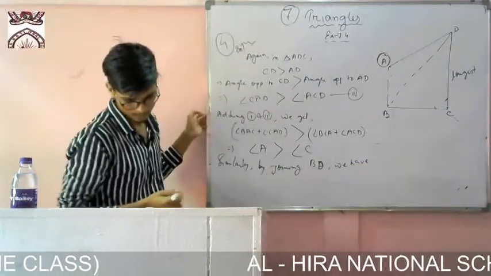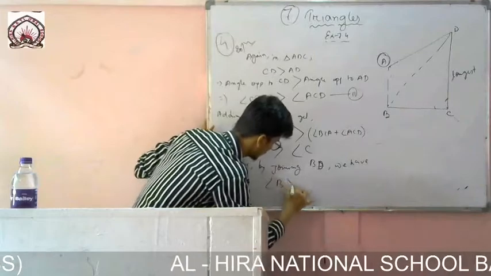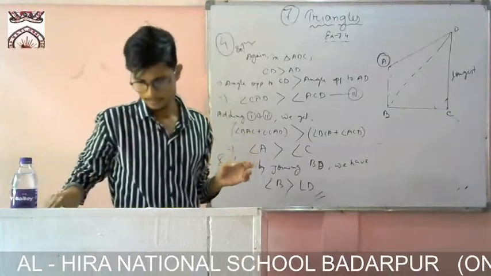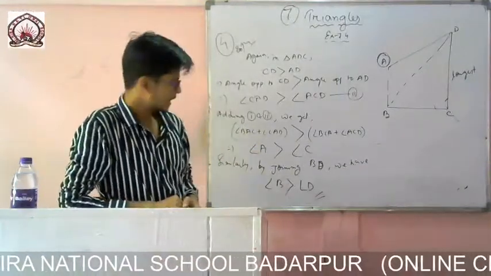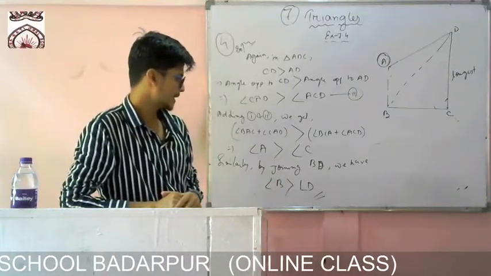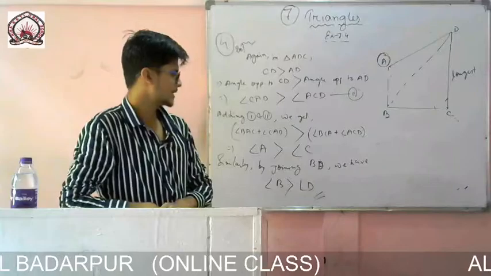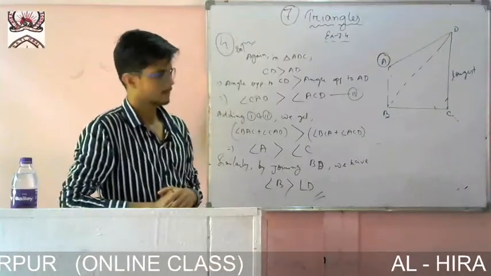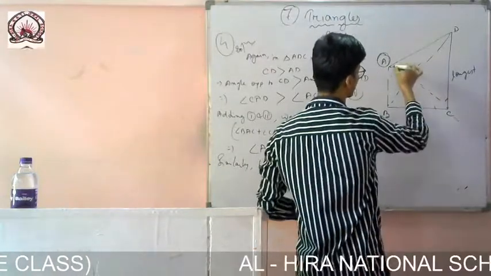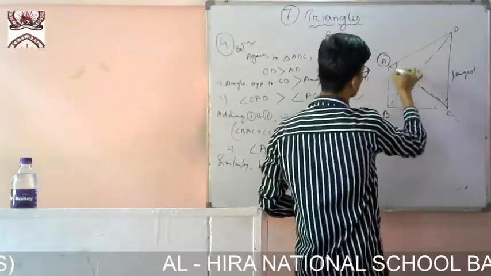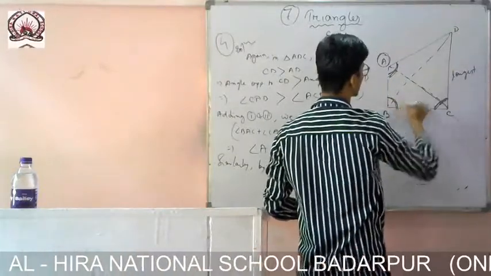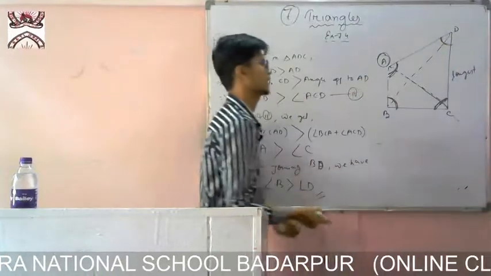What is there to prove? Angle B will be greater than angle D. The next one, no need to prove. Similarly I can prove angle B. Similarly, by joining BD, we have angle B is greater than angle D. Earlier we joined these two and proved that this angle is greater than that angle. Now we are joining these two, so this angle will be greater than that angle.